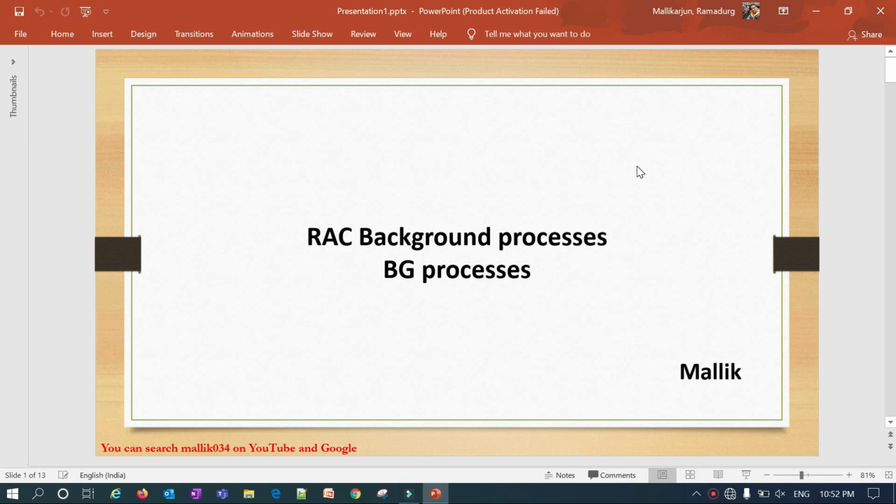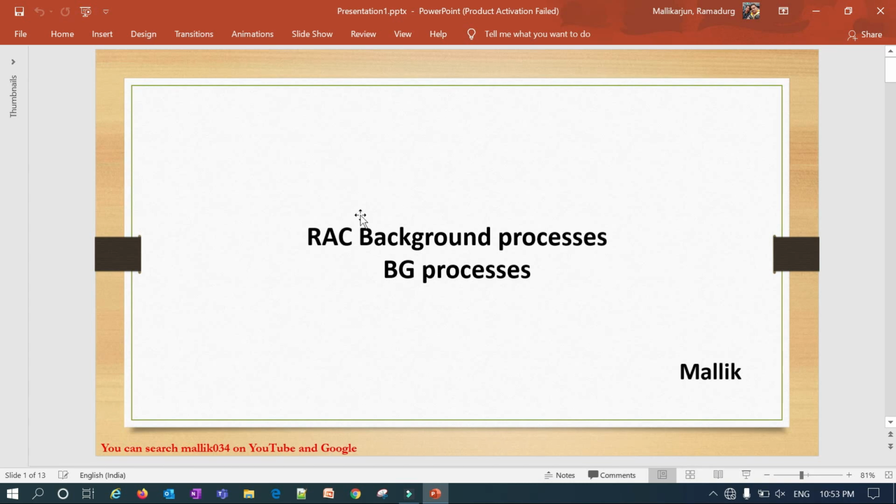So these RAC background processes play a very important role. One has to understand these background processes in detail and be very clear on them in order to have a strong foundation in your RAC database knowledge. We will go through each and every background process related to RAC in detail.